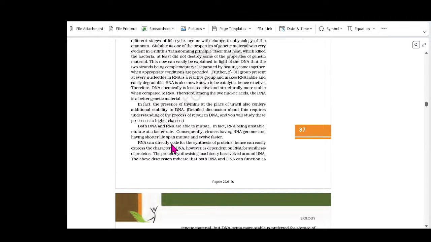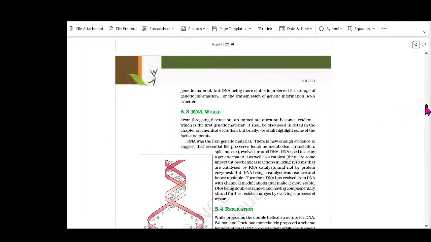RNA can directly code for the synthesis of proteins and hence can easily express the characters. DNA, however, is dependent on RNA for the synthesis of proteins. The protein synthesizing machinery has evolved around RNA. The above discussion indicates that both RNA and DNA can function as genetic material.